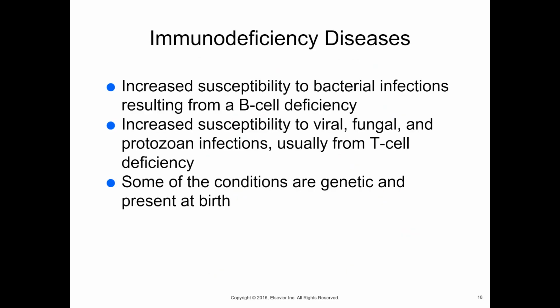So, immunodeficiency diseases. We have increased susceptibility to bacterial infections resulting from B cell deficiency, and there's increased susceptibility to viral, fungal, and protozoal infections, typically from T cell deficiencies. Some conditions can be genetic or acquired.